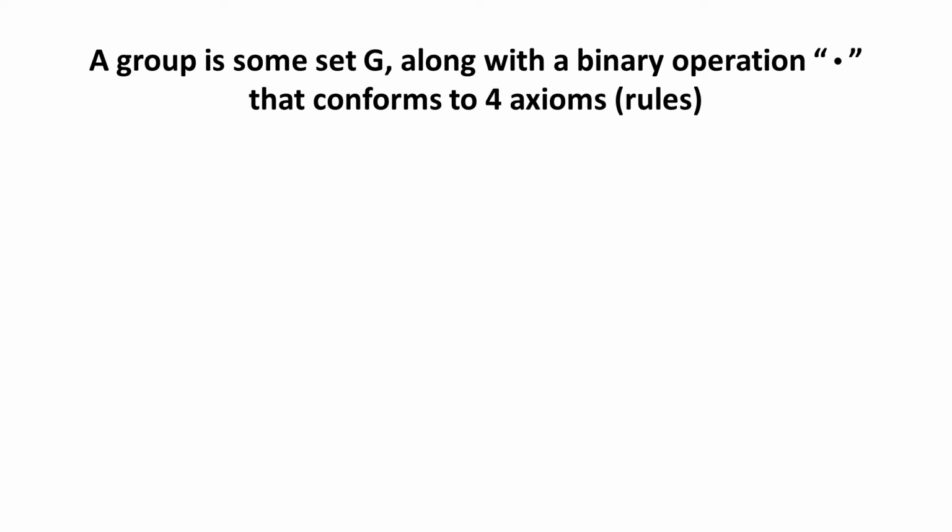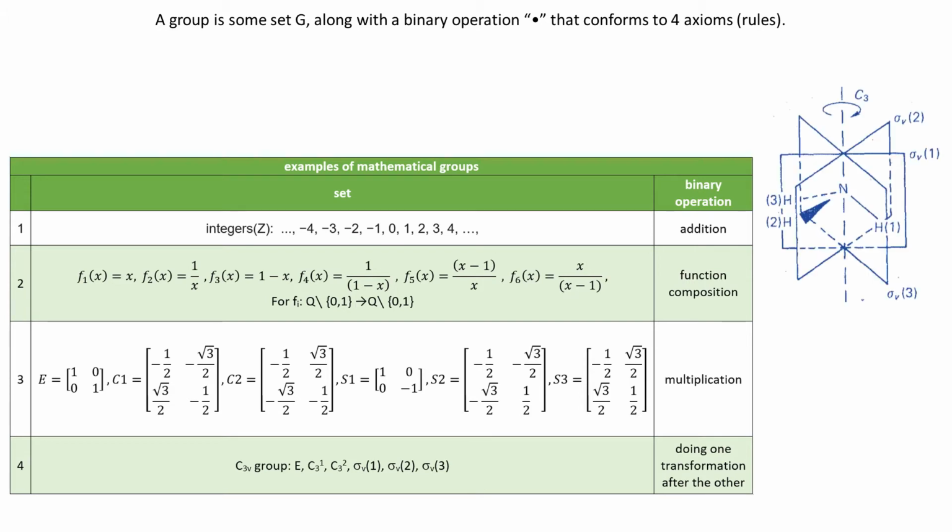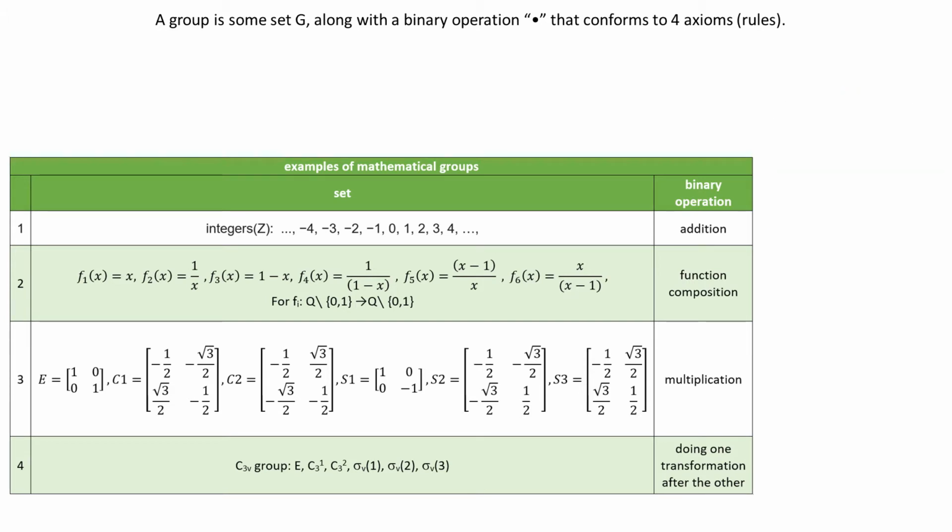A group is some set G, along with a binary operation that conforms to 4 axioms. Here are some examples of a set. It can be a set of numbers. In this particular case, we have set of integers, set of functions, set of matrices, or, for instance, set of symmetry operations. These particular symmetry operations make up C3v point group. For instance, ammonia has symmetry that is described by C3v point group. Also, please observe that a set can have finite or infinite number of elements.